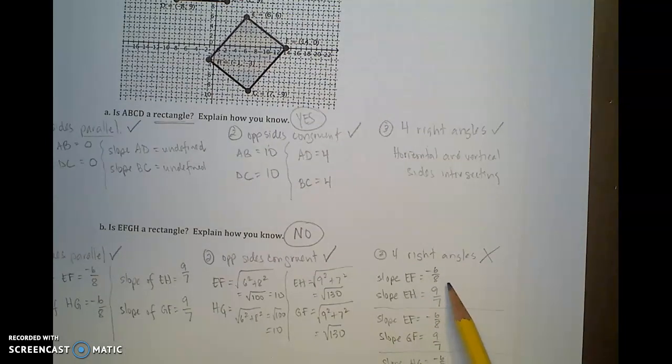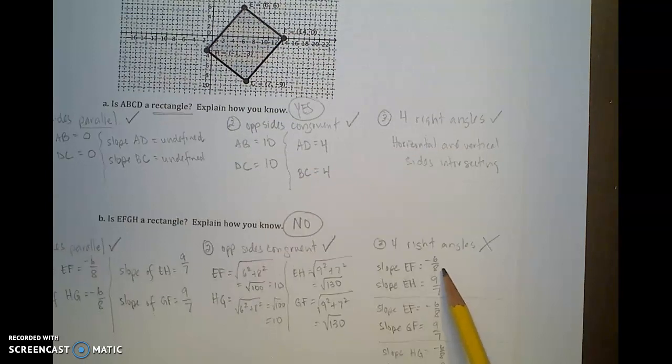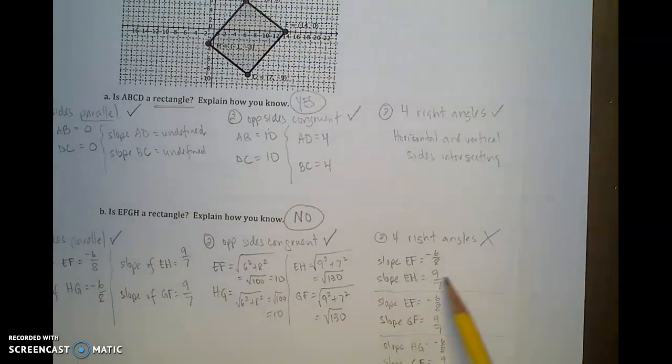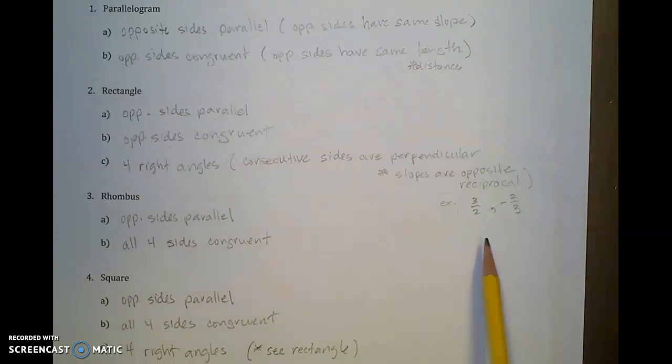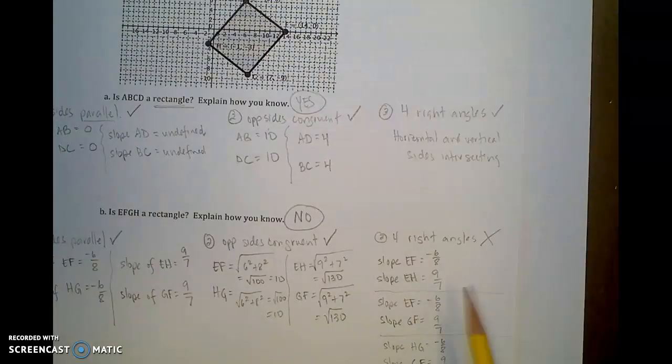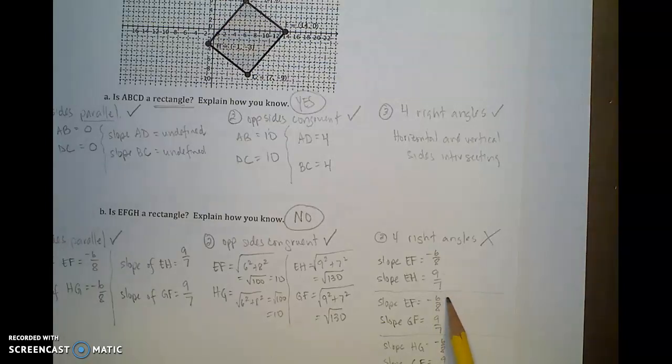The slope of EF, I'm showing, is 6 over 8. EH is 9 over 7. But because they are not opposite reciprocal, again, for right angles, the slopes have to be opposite reciprocal. If that is not the case, then I do not have right angles. If they were opposite reciprocal, then I do have right angles there. So again, this is the case where you need to look for opposite reciprocal slopes for your right angles.